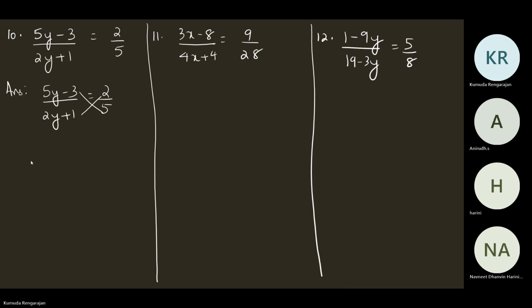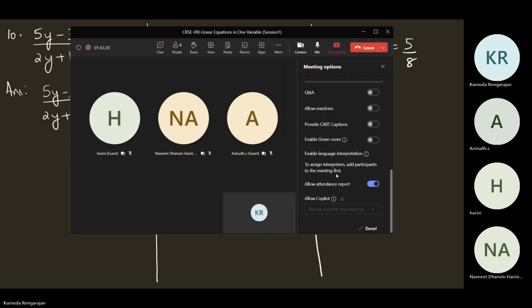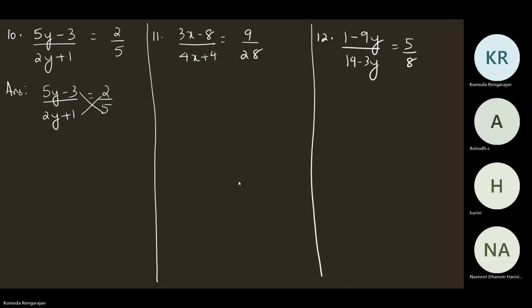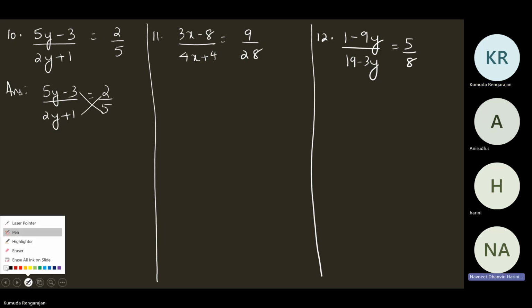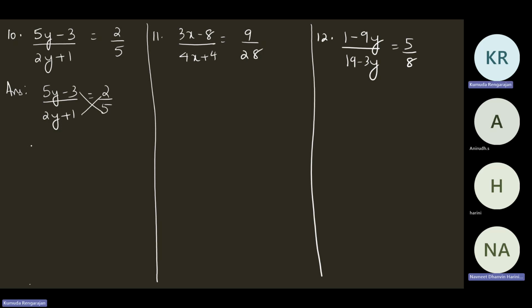Srijit, you're not there, Srijit. Okay. Who wants to share this answer? Ma'am, me. Yeah, tell me. Ma'am, 25y minus 15 is equal to 4y plus 2. I want the steps. You already cross multiplied. You have to tell, bro.